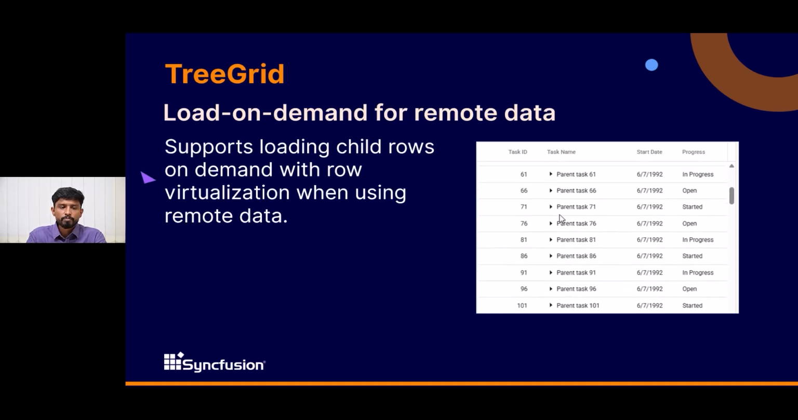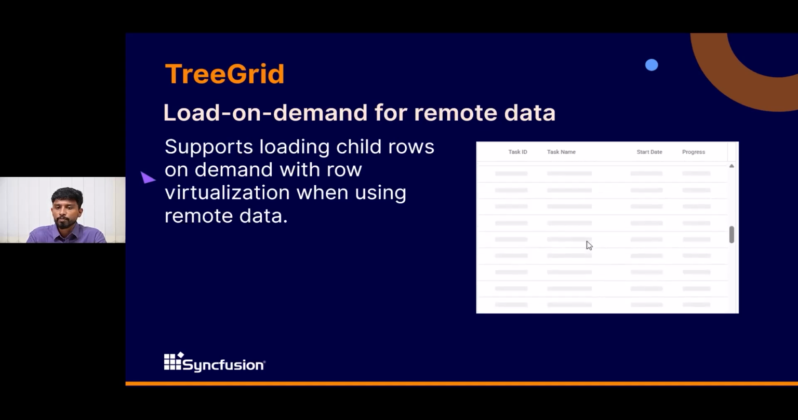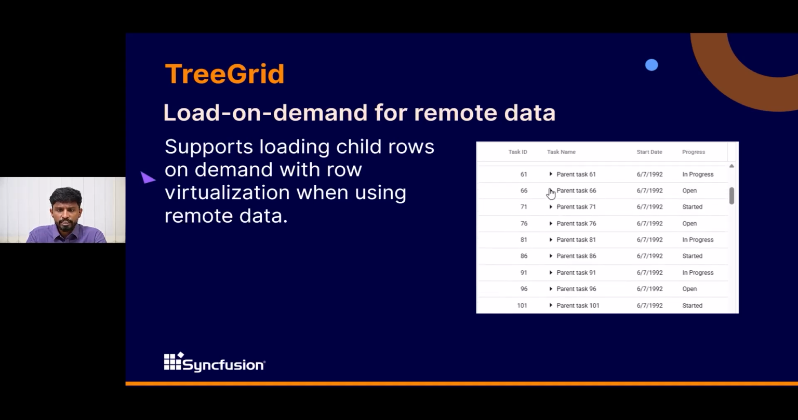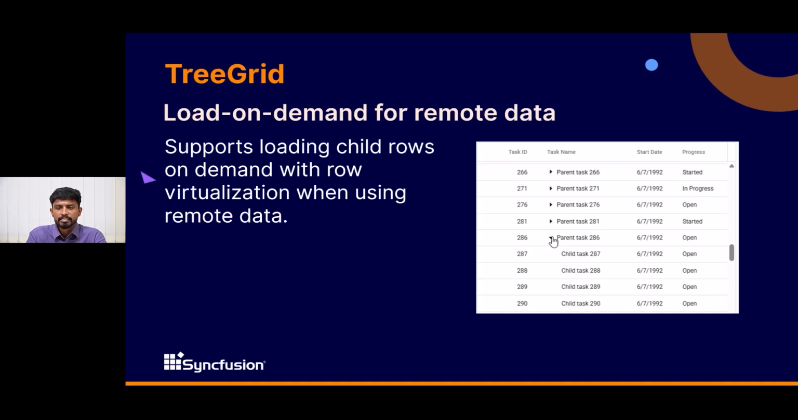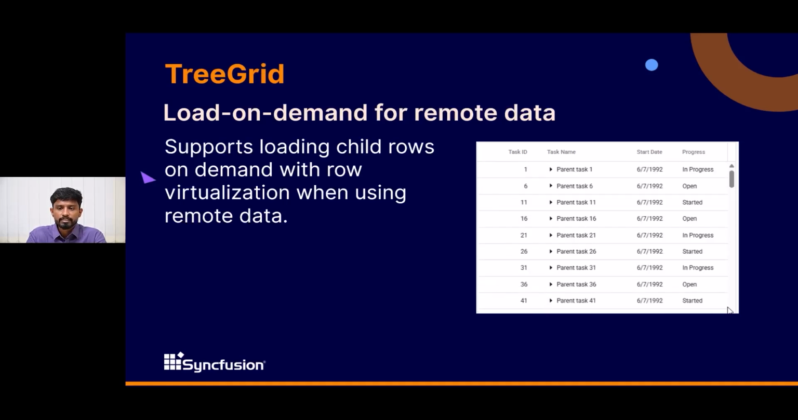Okay, so the next component, sorry, we are just continuing with the TreeGrid, where we have the enhancement related to load on demand for remote data. So the TreeGrid also supports loading child rows on demand with row virtualization when using remote data. So this improves performance by rendering only visible rows and fetching data as needed. It provides smooth scrolling and faster load times for large data sets.